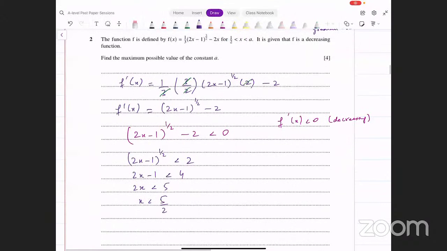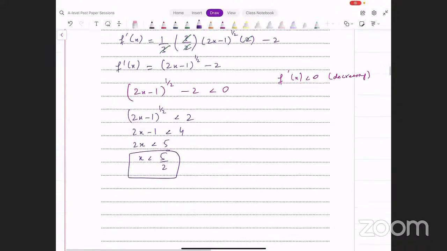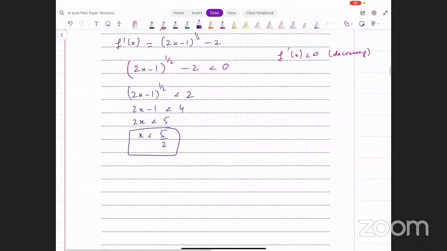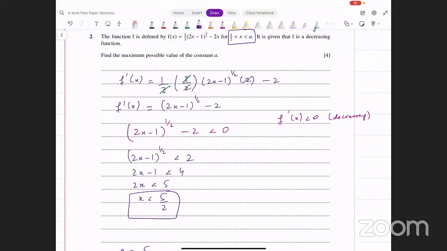And now, using this fact that it's a decreasing function and the derivative is supposed to be less than 0, what we're getting is that the value of x should be less than 5/2. अब यहाँ पे क्या आ रहा है हमारे पास domain में? इसने कहा है x is between 1/2 and a. तो a क्या होना चाहिए? a की value क्या होनी चाहिए? If we compare the two, a की value should be 5/2 because only then this can be a decreasing function. a की value यहाँ पे हम 5/2 लगा देंगे. All right? Any problems with this? Is that okay?